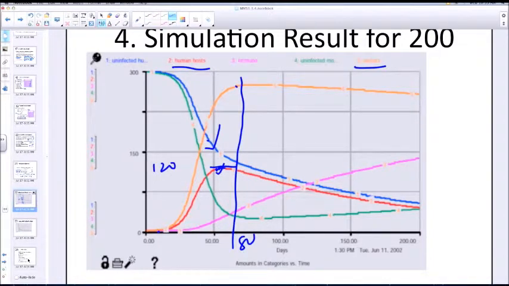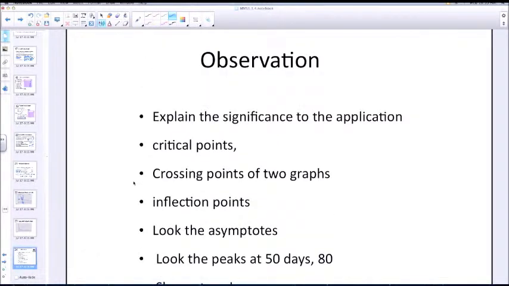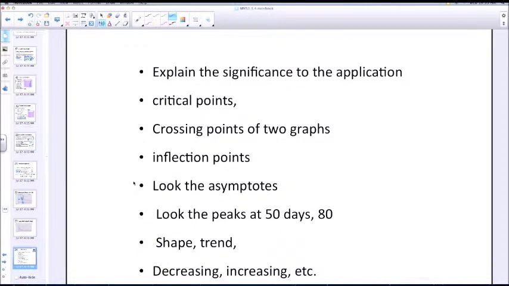Well, I'll let you discuss, but we have a little principle. What you observe from those graphs, you need to observe first, just like how do you sketch a graph in Calculus 1? You say, I need to identify the critical points. I need to identify the inflection points. I need to identify the asymptotes, which is the limit. And I need to look at the crossing points of the 2 graphs.